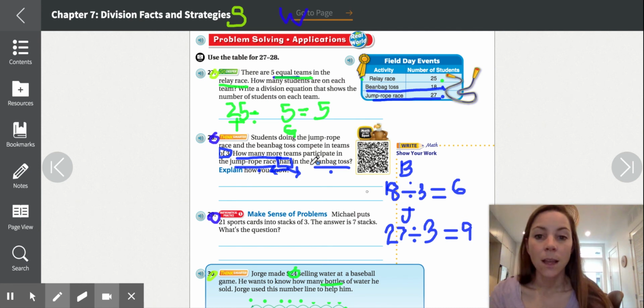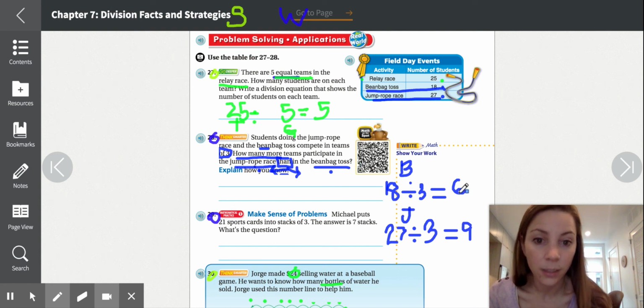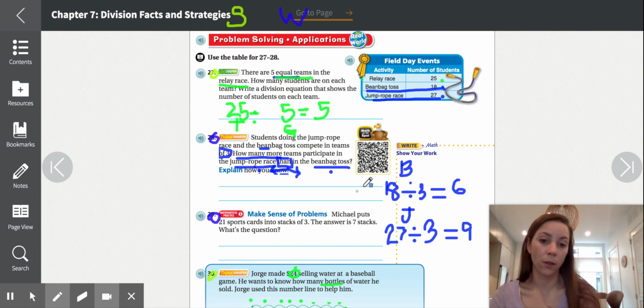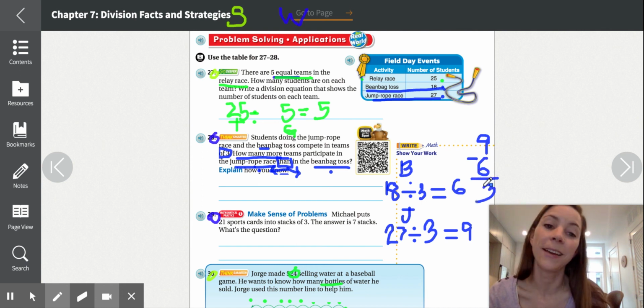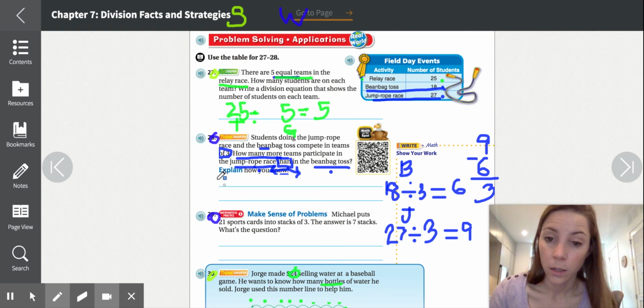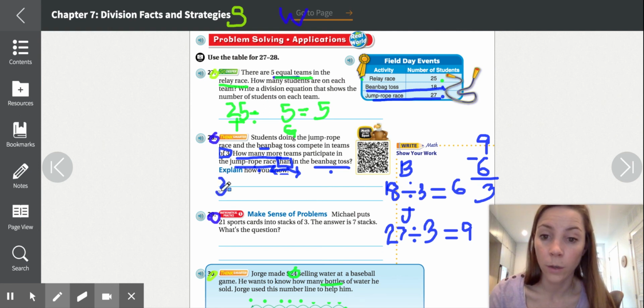Okay. Now the next step tells me how many more. How many more tells me I need to subtract, or this than means I subtract. Jump rope race was 9. Beanbag toss is 6. Now I need to subtract those. Okay, now I have them upside down. My small one's on the top, so I'm gonna have to rewrite it again with the big one on the top. 9 minus 6 is 3. So this was actually like a 3-step problem. So it should be 3 more teams.